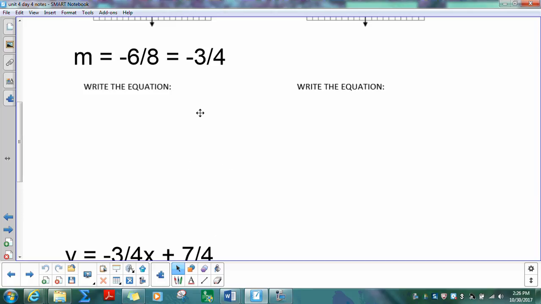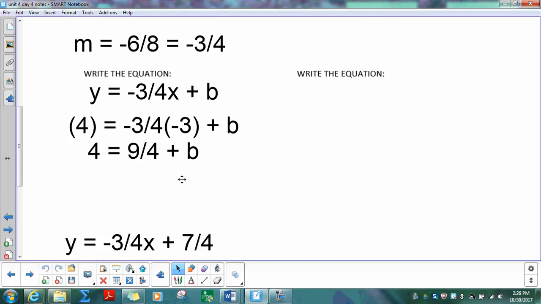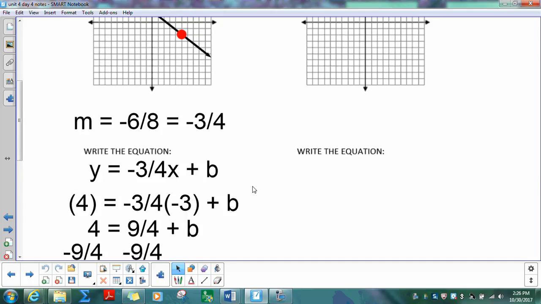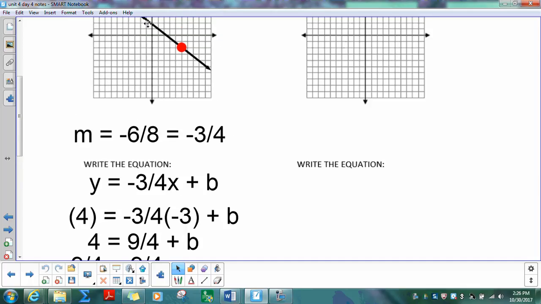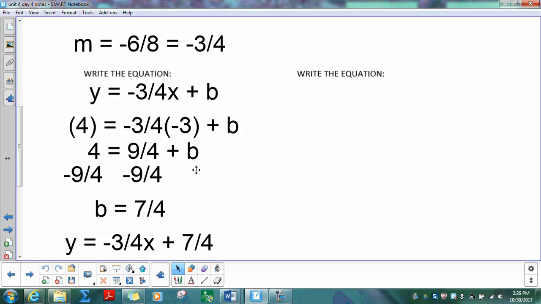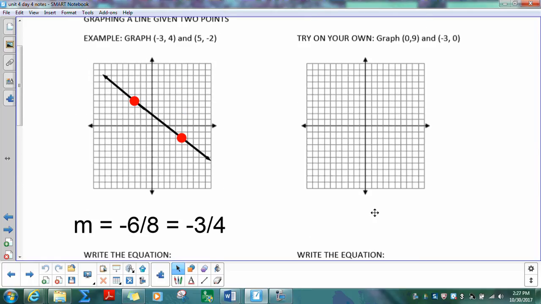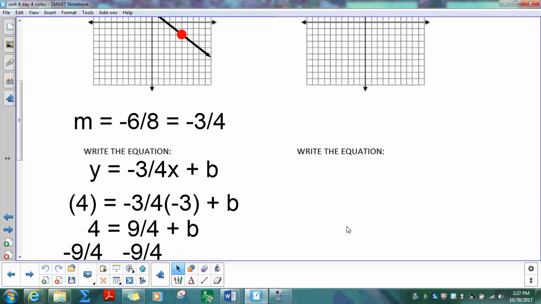The way I got 7/4 is I did it algebraically. I plugged it all in and ended up getting 7/4 for my answer, which actually makes sense, since it's not quite crossing at 2. So on your try on your own, let's use the math. Try the math for it. Graph 0, 9 and negative 3, 0, and then write the equation for it as well.